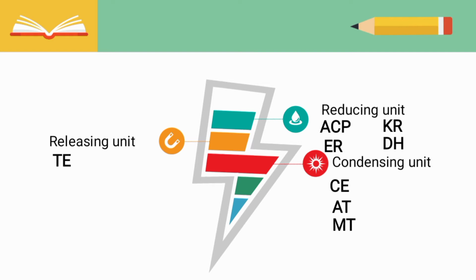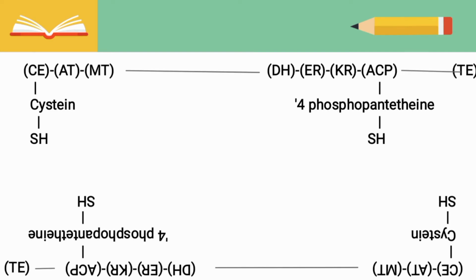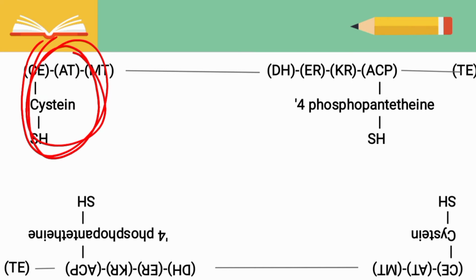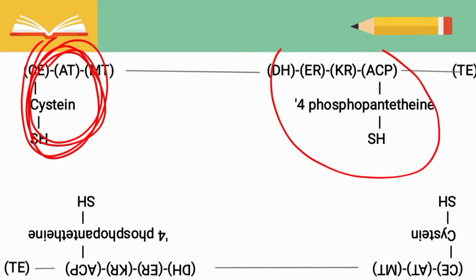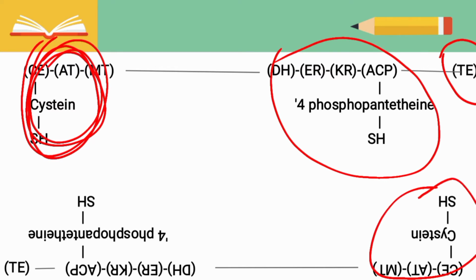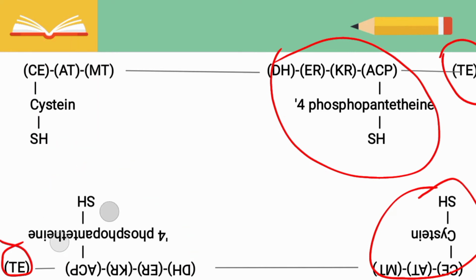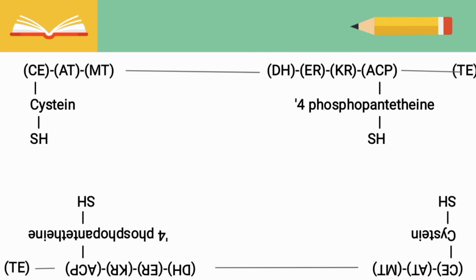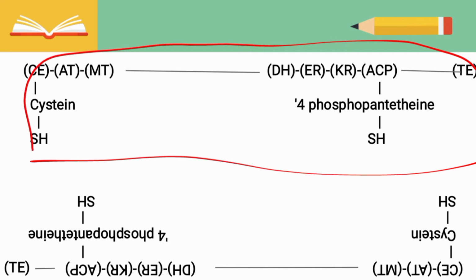Now we'll move to the structure of this fatty acid synthase enzyme. This is the structure of the enzyme. This is the condensing unit, this is the reducing unit, and this is the releasing unit. Down here we have the releasing unit. Remember I told you earlier that it's a dimeric multi-enzyme complex, meaning that it has two monomers. This is a monomer or a subunit, and this is a monomer or a subunit.